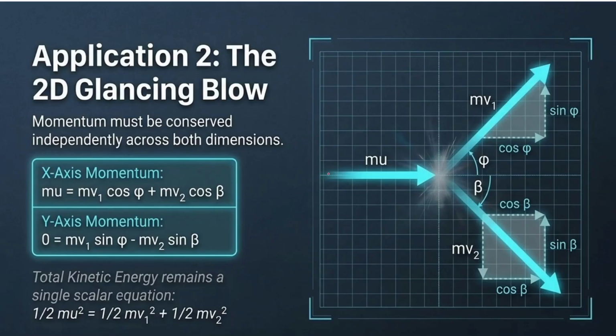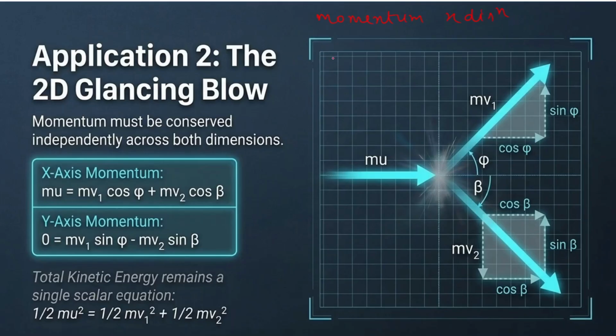Here I consider one problem, in which one particle is going with some initial velocity u and having some mass m, and then it collides with a particle which is at rest. After the collision, one particle is going in this direction, another one in that direction. So first, conservation of momentum in the x direction.